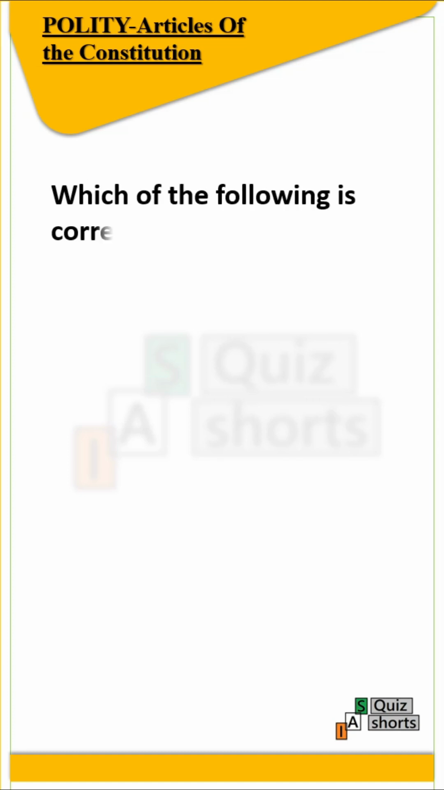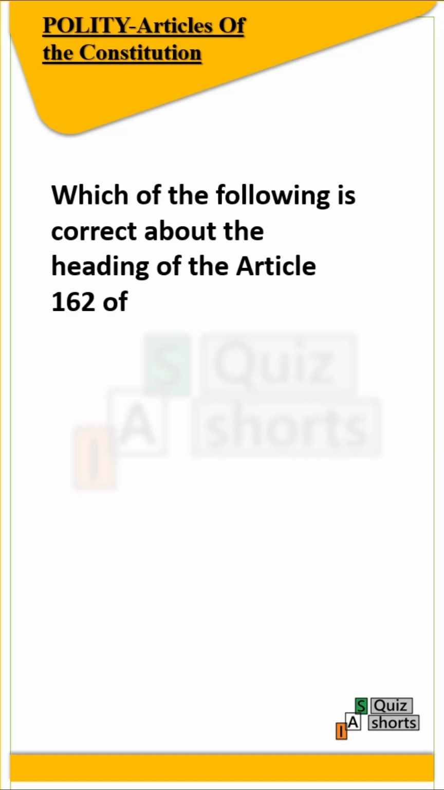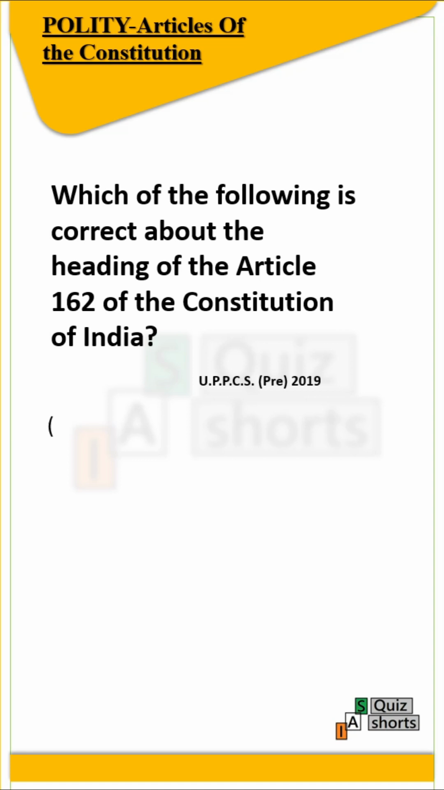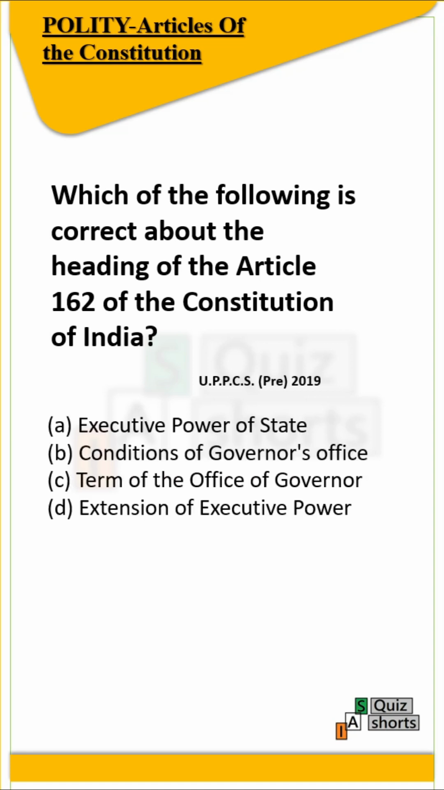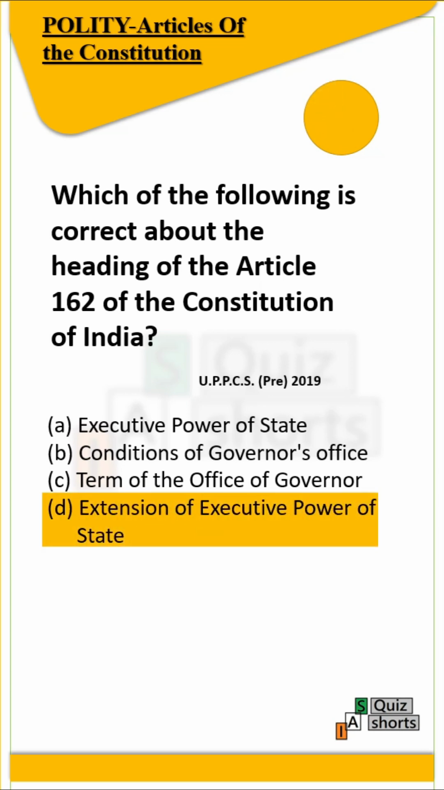Which of the following is correct about the heading of Article 162 of the Constitution of India? Option A, Executive Power of State. Option B, Conditions of Governor Office. Option C, Term of Office of Governor. Option D, Extension of Executive Power of the State. Answer is option D, Extension of Executive Power of the State.